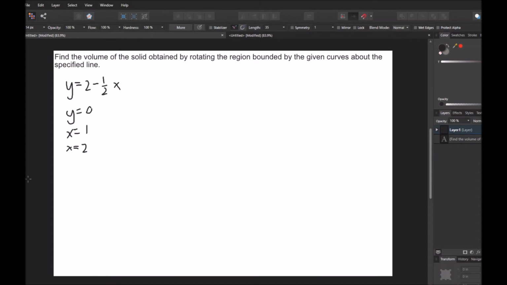Okay, so in this next problem, we're asked to find the volume of the solid obtained by rotating the region bounded by the given curves about the specified line. The information we're given is that y equals 2 minus 1/2 x, y equals 0, x equals 1, and x equals 2. So these three equations, y equals 0, x equals 1, and x equals 2, are the curves that this equation is going to be bounded by. So we go ahead and take a look at the graph here.